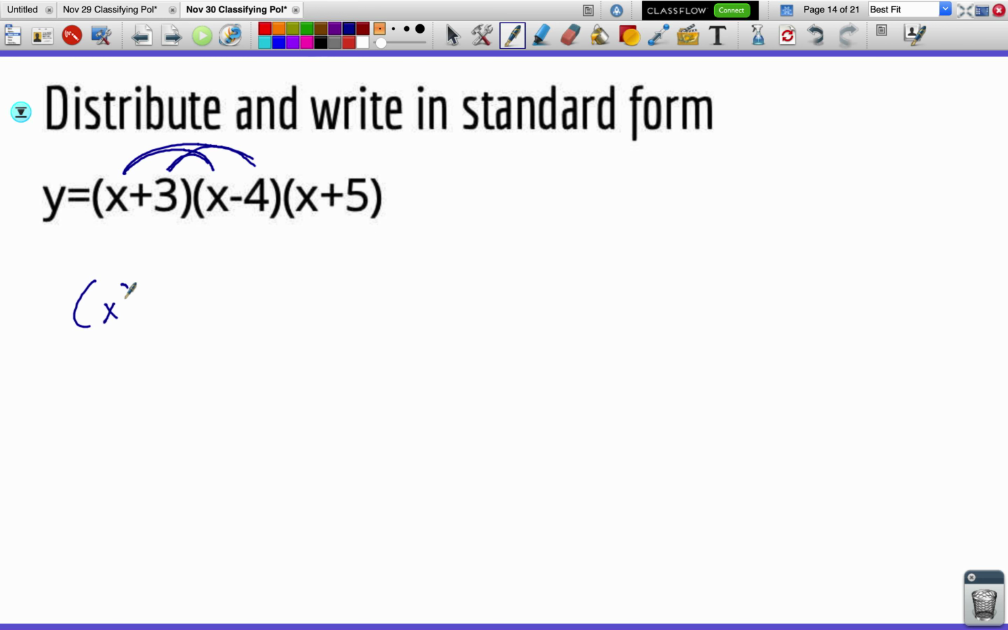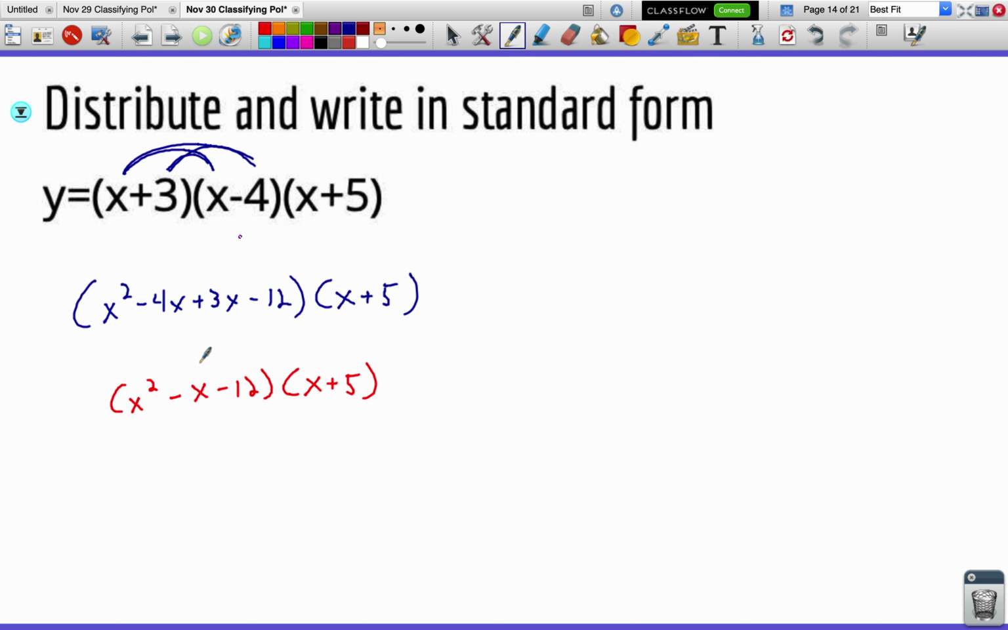And we'll get x squared minus 4x plus 3x minus 12. I still keep it in a set of parentheses because this whole piece over here still needs to be distributed to this x plus 5. Here, let's combine our like terms. We'll make this x squared minus x minus 12 times x plus 5.